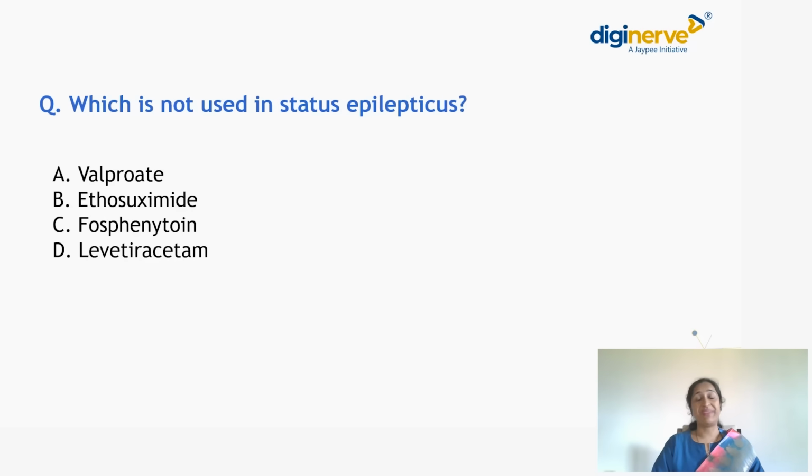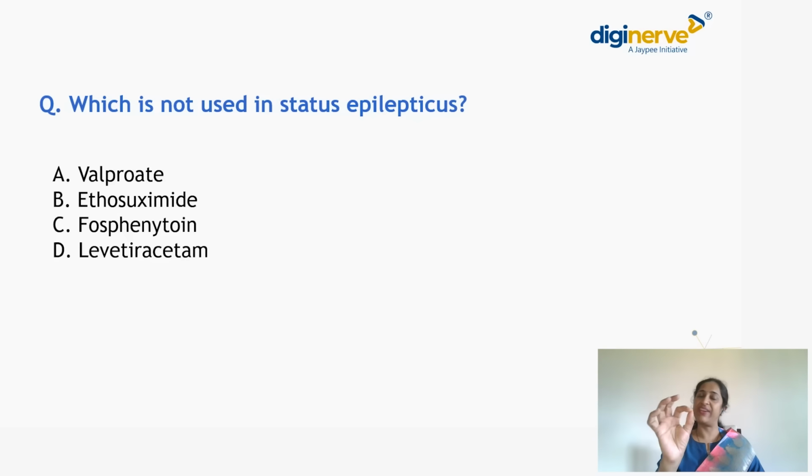Next question. This is also a completely recall question. Which is not used in status epilepticus? A, valproate, B, ethosuximide, C, fosphenytoin, D, levetiracetam. If you have looked up the classes, you will find there's a beautiful flow chart for status epilepticus, in which all the drugs are seen. Nowadays you first have levetiracetam. After levetiracetam, you can have valproate, fosphenytoin, phenobarbital, and later it goes into midazolam infusion and thiopental coma. There is no role for ethosuximide there.